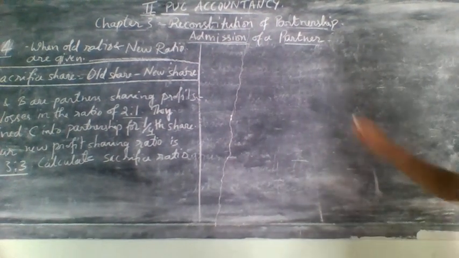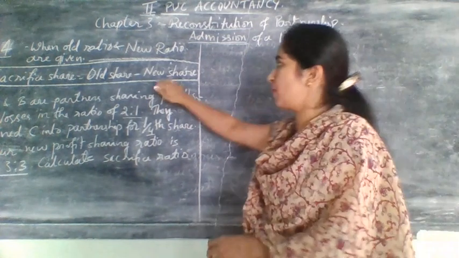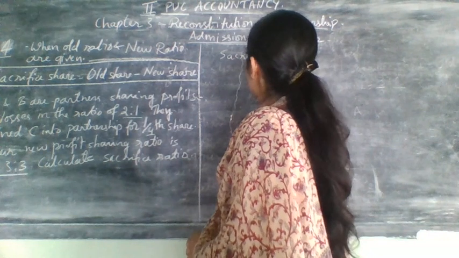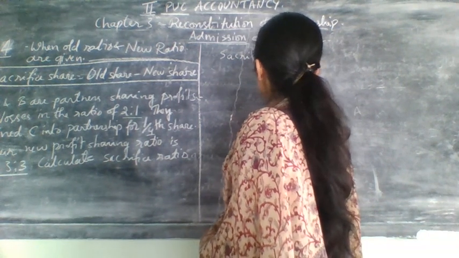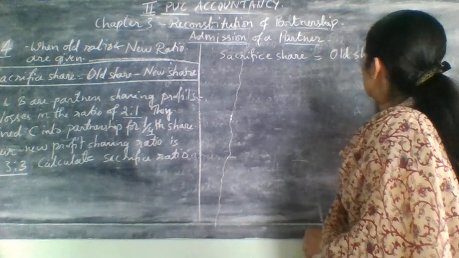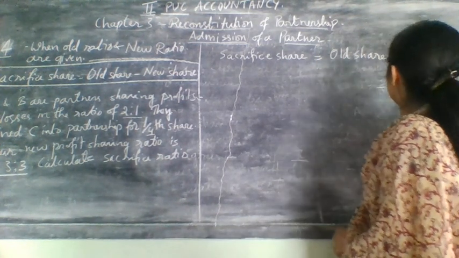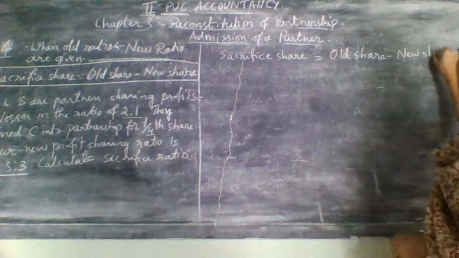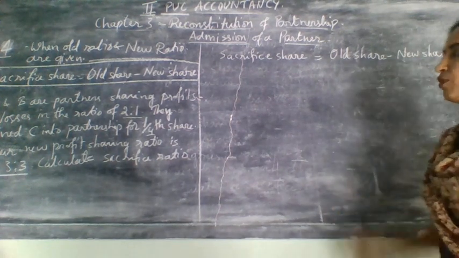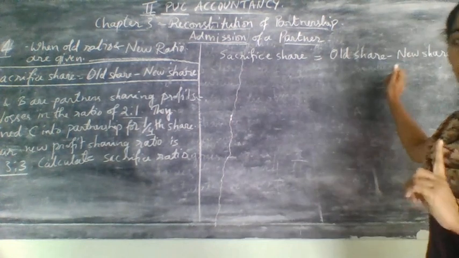What we need to do first? First, we need to write the formula. What is the formula? Sacrifice share is equal to old share minus new share. Old share minus new share. Now, for writing this only, we will get 1 mark.